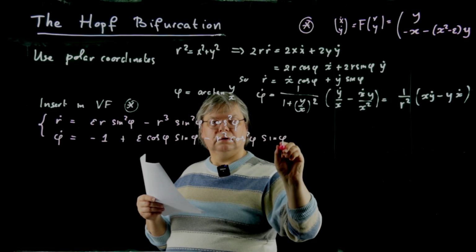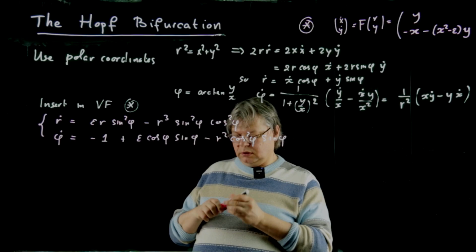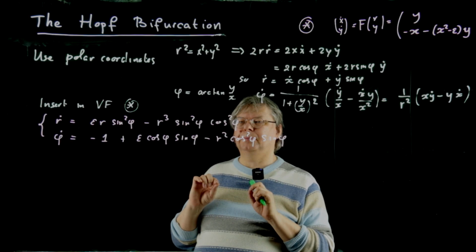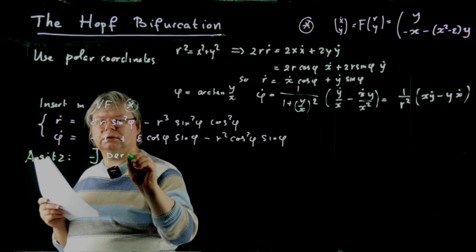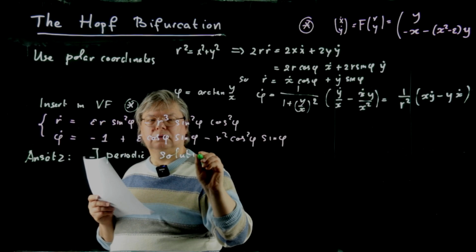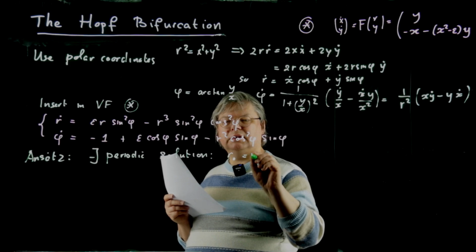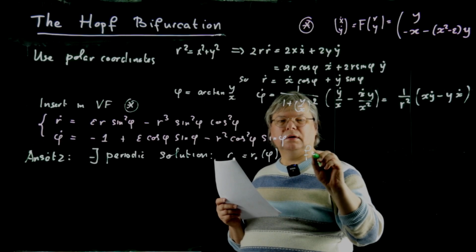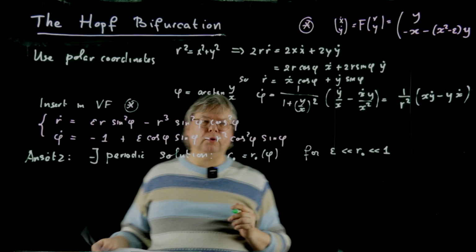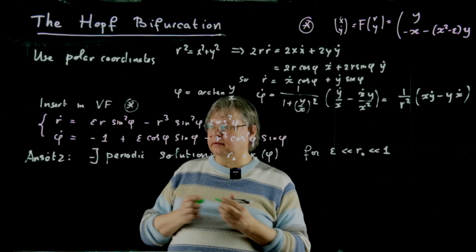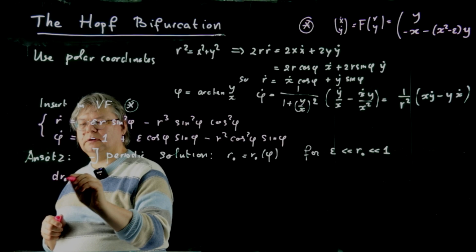Okay. Now we want to use an ansatz. What we are after is to find a periodic solution, which I want to call R0, R0 as a function of phi. And this is for epsilon much less than R0, which is again much less than 1. So both epsilon and r0 are small, but epsilon is even smaller than r0. And then I would like to know what the derivative of this r0 is with respect to phi.